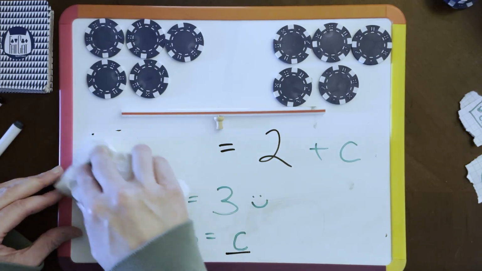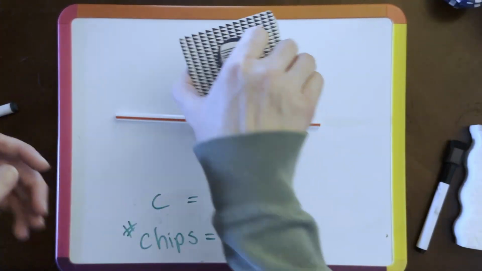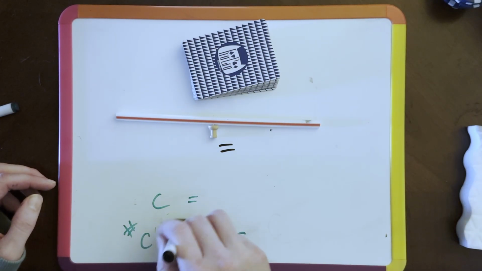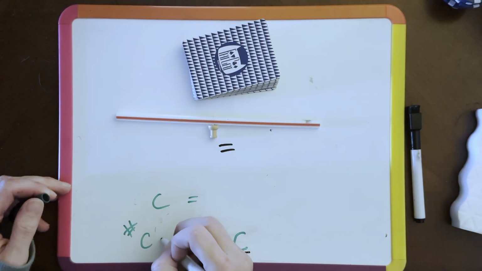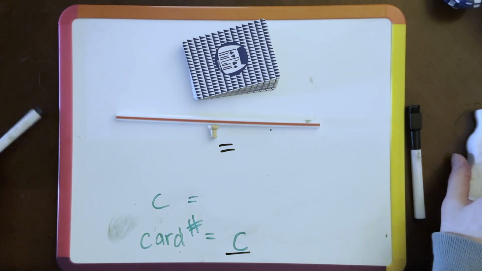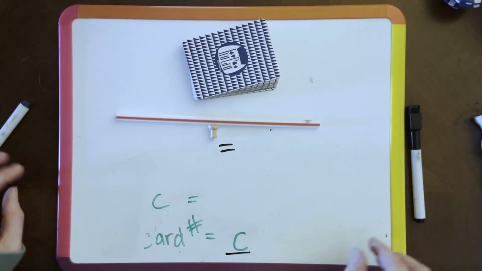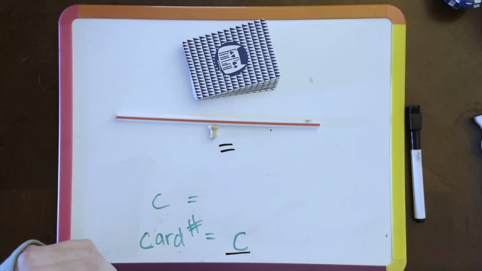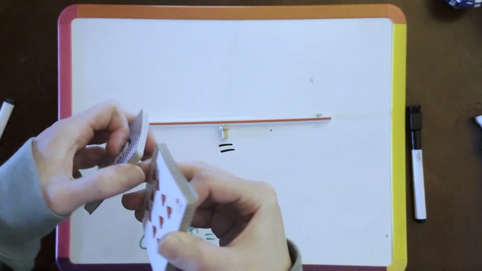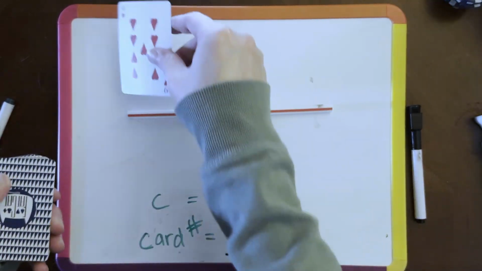Now I would like to show you a quick game that you can play with a deck of cards. In this game, we first want to define our variable. So instead of number of chips, we now have a card number, and that card number will be represented by the variable C. Give your cards a good shuffle before you get started, and maybe take out the face cards. I did that here. You're going to draw 2 cards, one for each side of the equal sign.